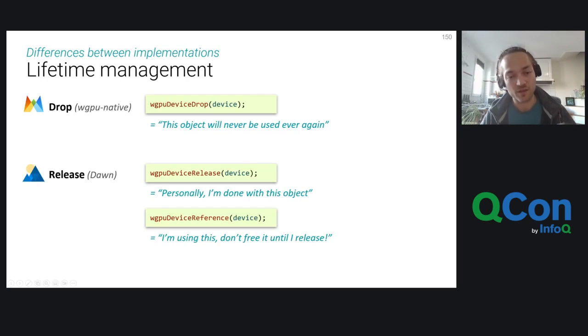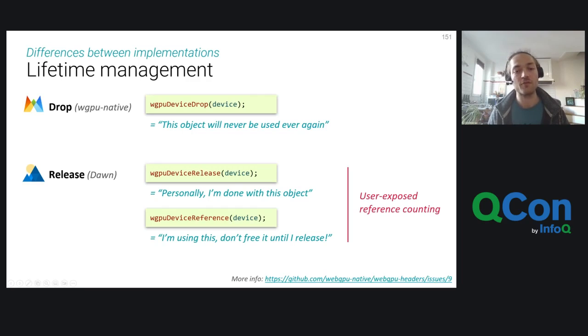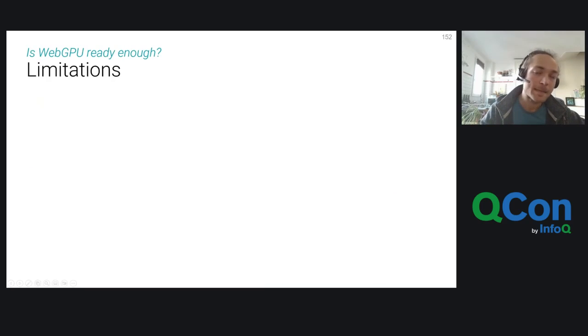And to go with this mechanism, there is also a reference call that does the opposite, which is: okay, I'm going to use this, so don't free it until I release. That means Dawn actually exposes reference counting, a capability that WGPU prefers to hide. The debate about which one should be adopted is still ongoing. And lastly, some limitations that might remain limitations even in the longer run.